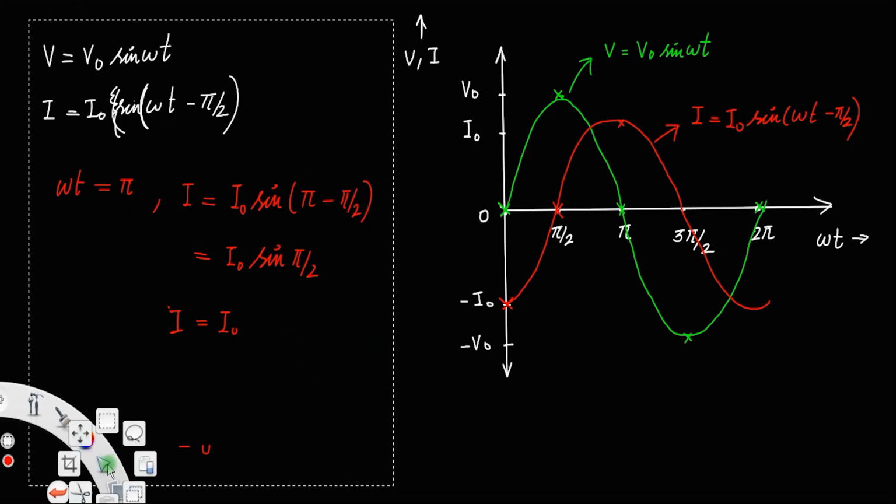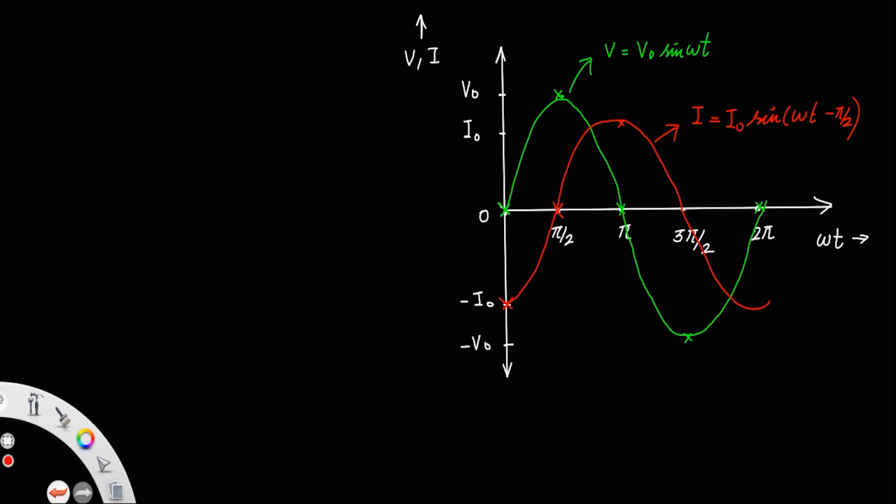I don't want to talk much about the phasor diagram; we will discuss that later. But a phasor diagram basically shows the phase difference between the voltage and current at any instant. So let's represent the phasor diagram.